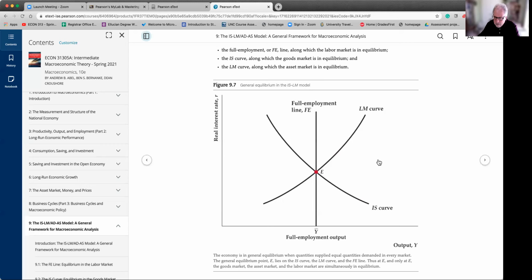Does it happen quickly? That's the classical model. Does it not happen very quickly? Are prices sticky, rigid? That's the Keynesian model. Right? That's as easy as it gets. So there are going to be natural forces that bring us back to full employment. The question is, how long does it take?